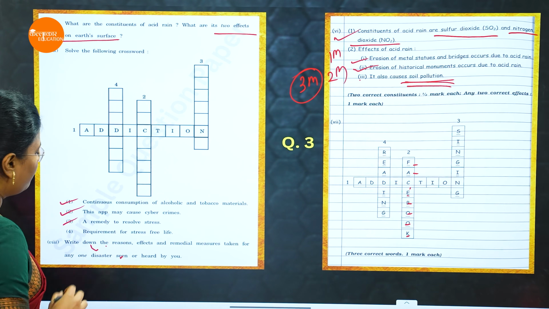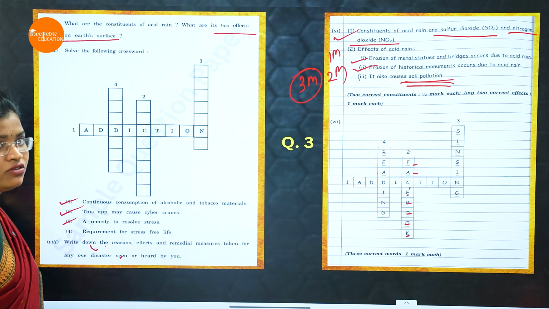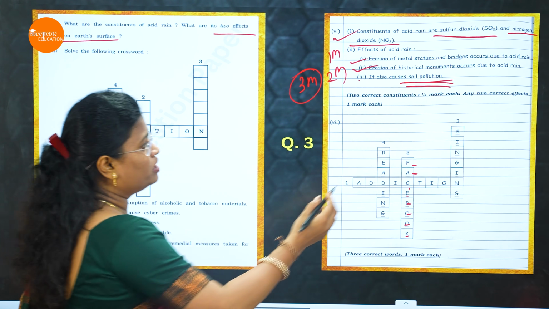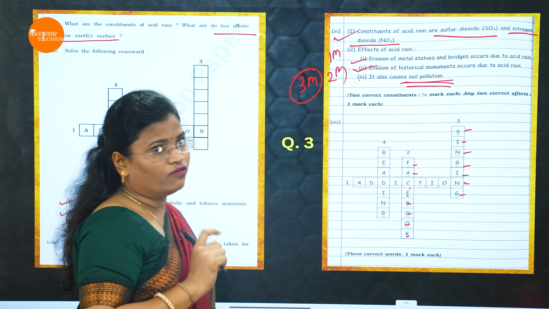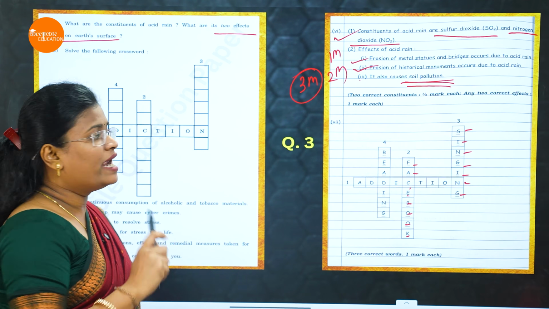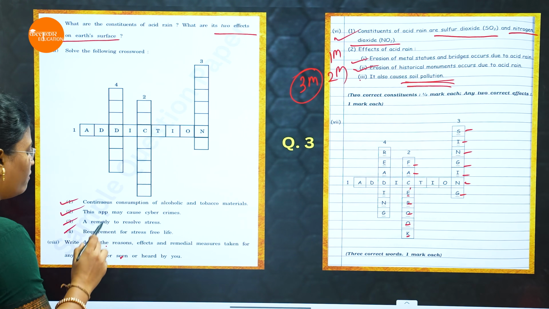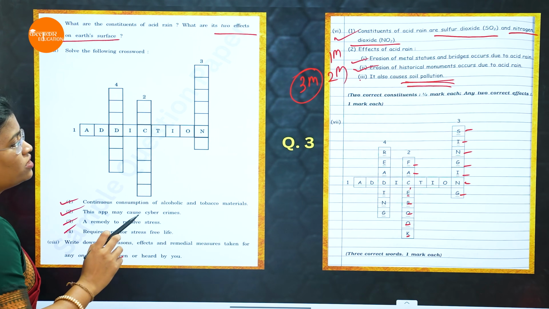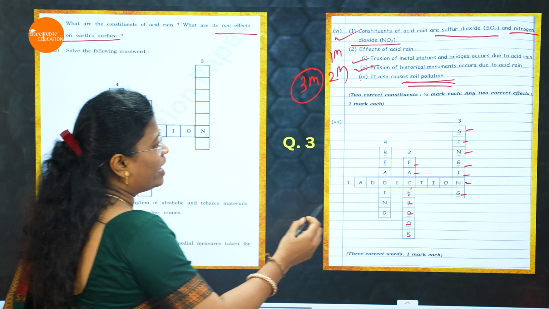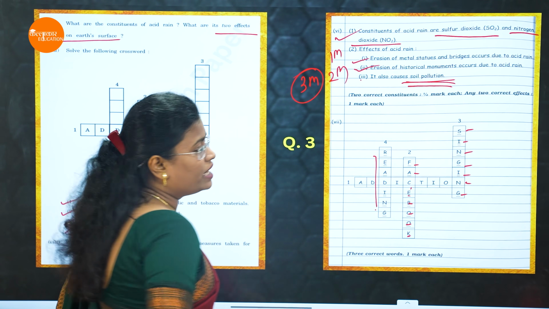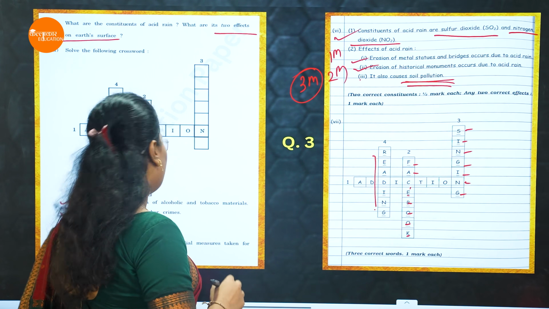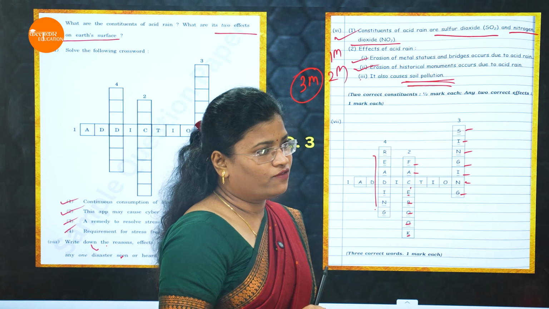Third point, they have given a remedy to resolve stress. What is that remedy? Third, singing. Singing is the word. You should write that word very carefully. And the fourth hint is requirement for a stress-free life. What can we write? Reading. Reading will be the requirement for a stress-free life.